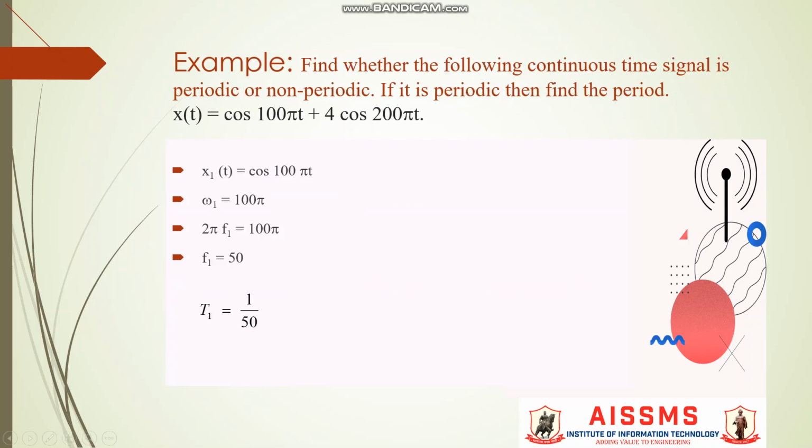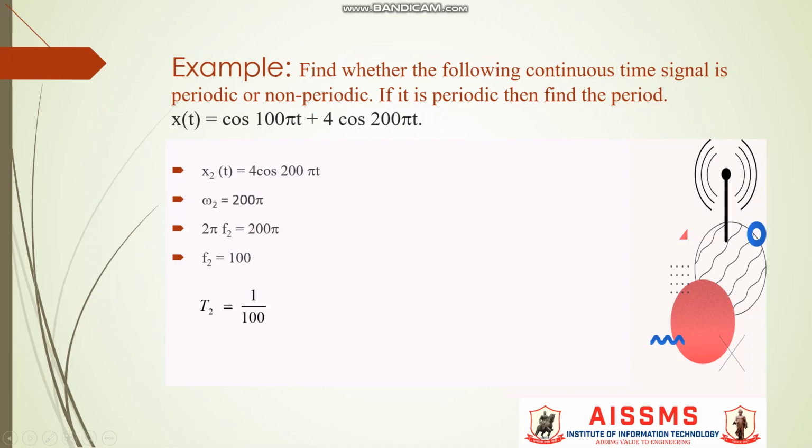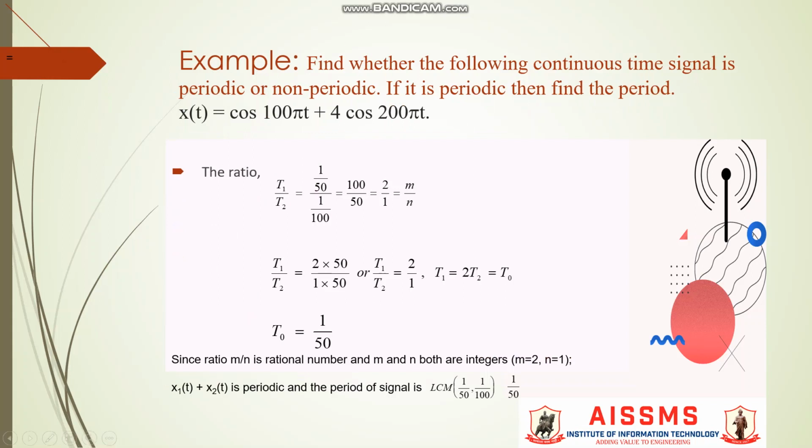Taking the first sub part of our signal, that is x1 of t, from this we find angular frequency omega 1, and we know that omega equals 2 pi f. So we get f1 as 50 and T1 as 1 by 50. Let us now take the next part of our input signal, that is x2 of t. So omega 2 is 200 pi, so f2 is 100, so T2 is 1 by 100. Now when we take the ratio of T1 by T2, we get 2 by 1.